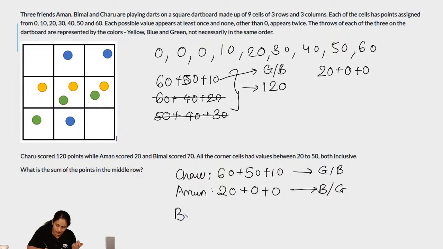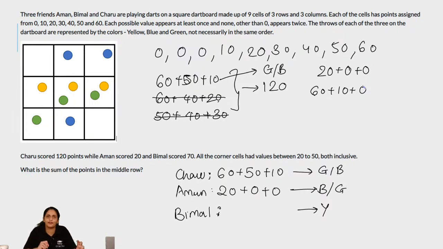Now you have Bimal left. Now if these two are green or blue and blue or green, that means that Bimal has to be yellow. The only guy left who can't be green or blue. One of these two has to be green, the other has to be blue. So that means Bimal has to be yellow. Now if Bimal has to be yellow, let us see how we can get his 70 points. So 70 points, how will you get 70 points? So you can get that as 60 plus 10 plus 0. Now can you get it in any other way?